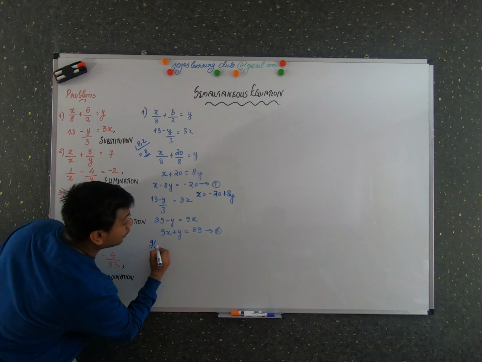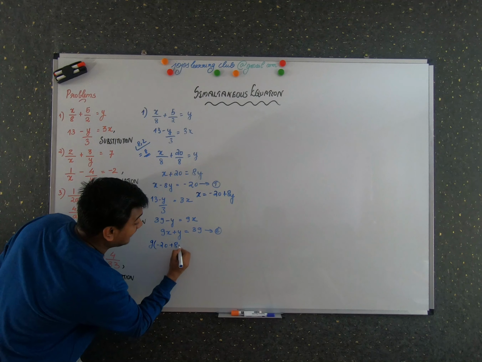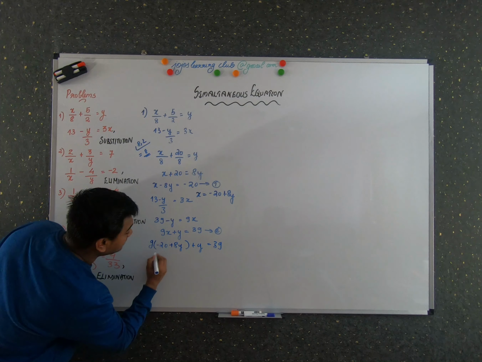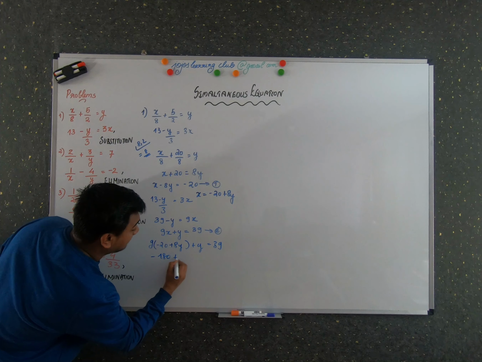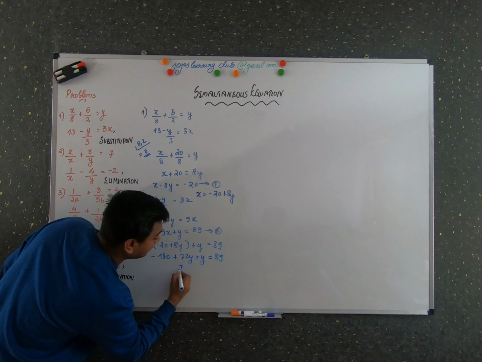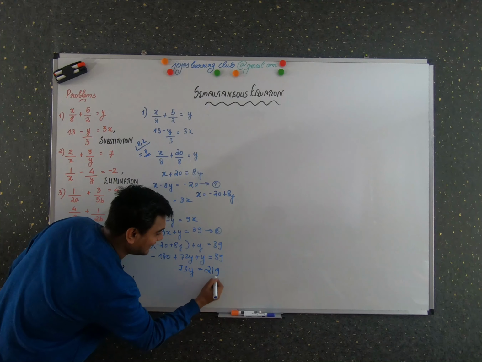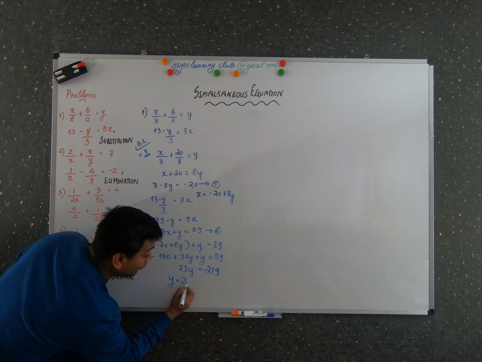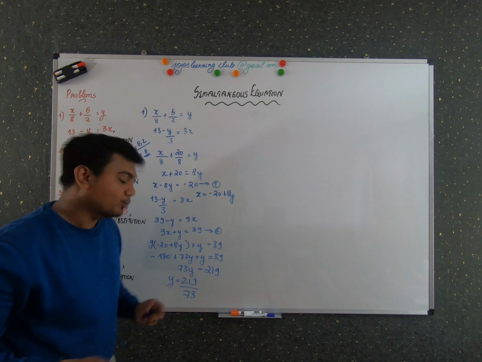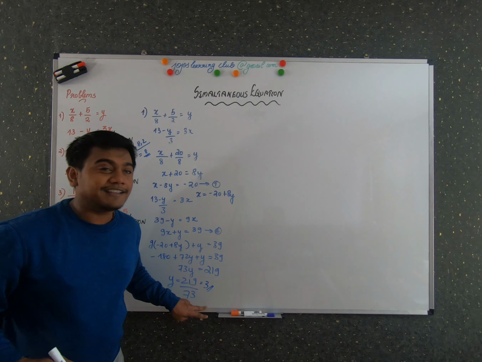So 9 into minus 20 plus 8y, plus y is equal to 39, right? So what is this? Minus 180 plus 72y plus y is equal to 39. So you know that 73y is equal to 180 plus 39, that is 219. So y's value is 219 by 73, and you know that 73 into 3 is 219. So you got the value of y: the value of y is 3.